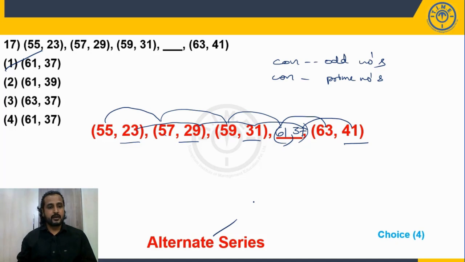Choice 1. Achha. There are two options with 61, 37. I'm sorry, let me make a correction. Make it 61, 35. Okay, 61, 35. And choice 4 is correct. 61, 37. Clear?